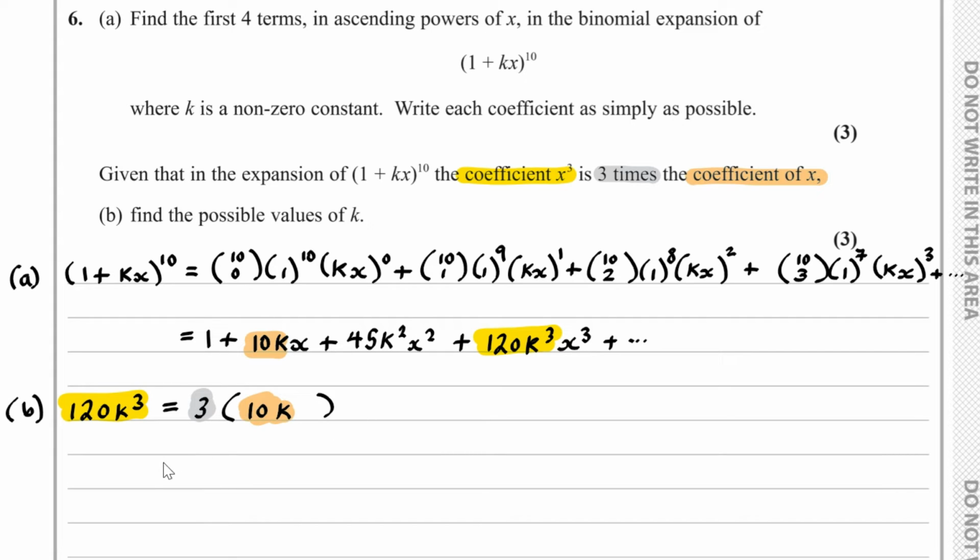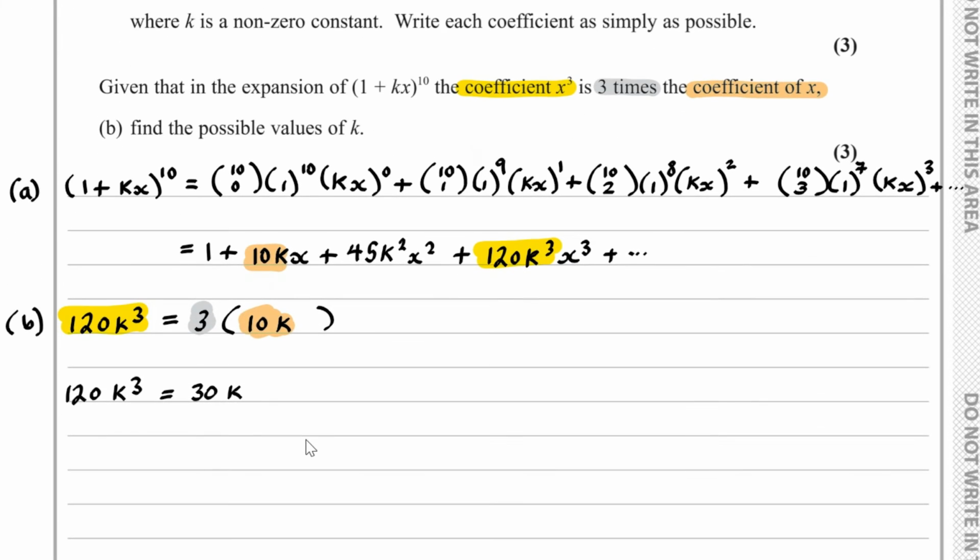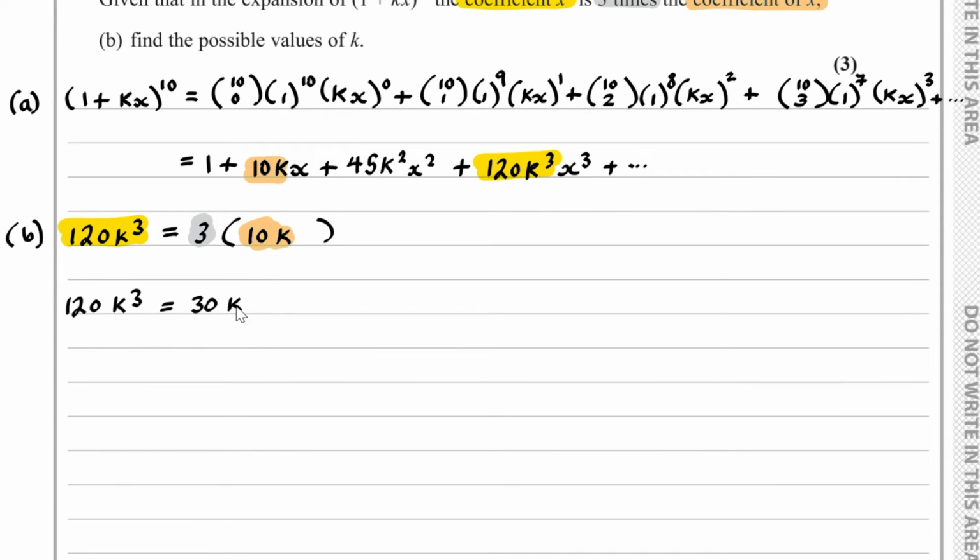And from this, we can form an equation, of course. 3 times 10, that's 30. So we have 120k cubed equals 30k. Dividing both sides by k, and then dividing both sides by 30, we see that k squared is equal to 1/4, and if I square root both sides, k is equal to plus minus 1/2.